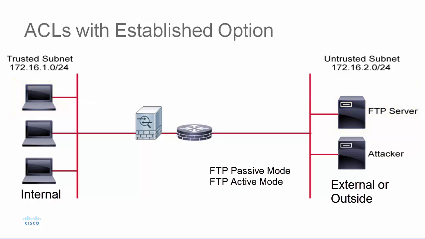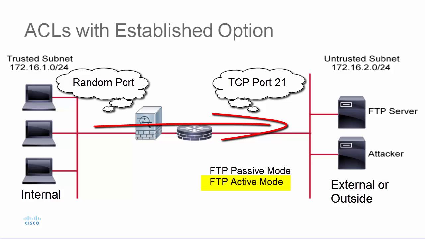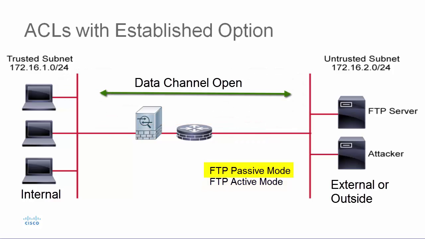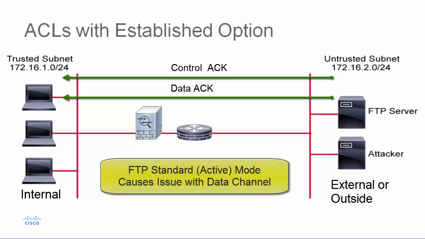An important issue to consider when discussing FTP is that it can run in two modes, FTP passive mode and FTP active mode. In FTP passive mode, the client connects from a random port to the FTP server on TCP port 21. The FTP server will specify a random port through the FTP control channel. The data channel is then opened with the client connecting to the server on the specified random port. In this case, both the control and data packets coming back from the server to the client have the ACK bit set. However, FTP active mode will cause an issue with the data channel.